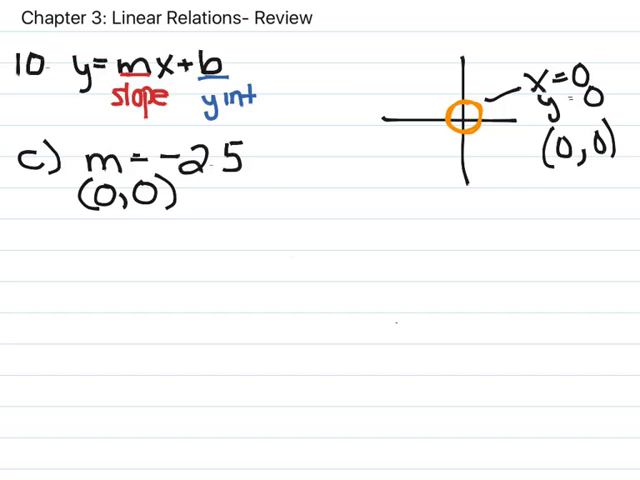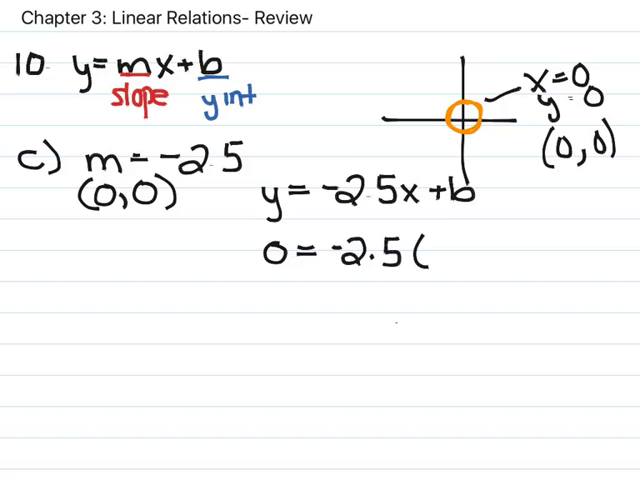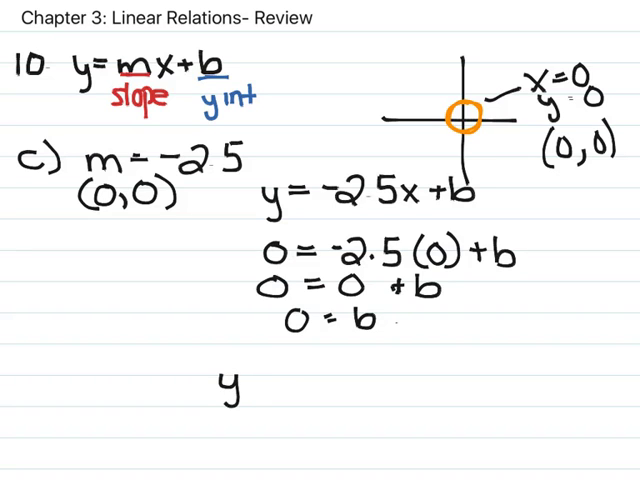So we're going to do the same thing as before. So your equation is y is equal to negative 2.5x, because that's your slope, plus b. So we're going to plug values in. 0 is going to be equal to negative 2.5 times 0 plus b. So negative 2.5 times 0 is 0. So you have b is going to be 0. So your final equation would be y is equal to negative 2.5x.